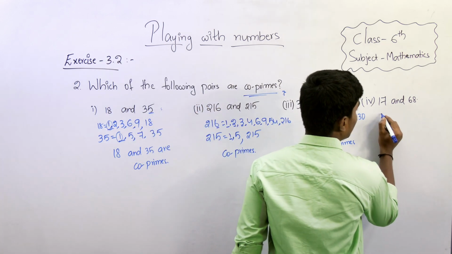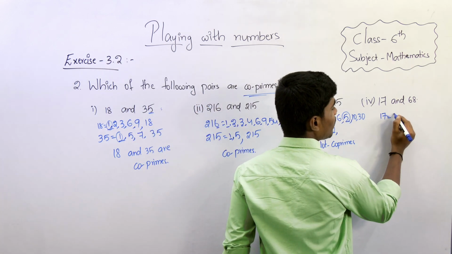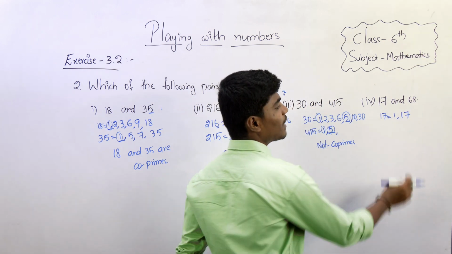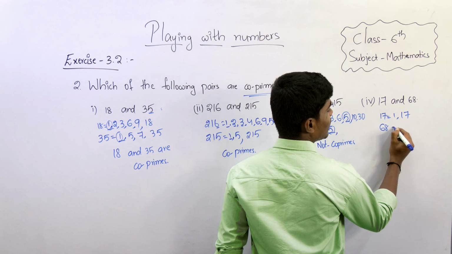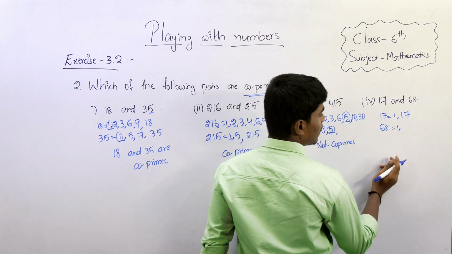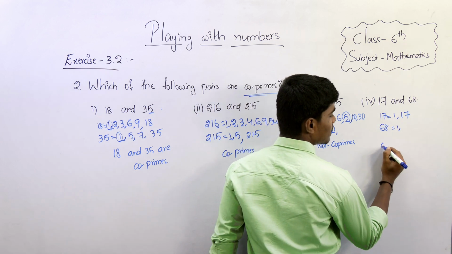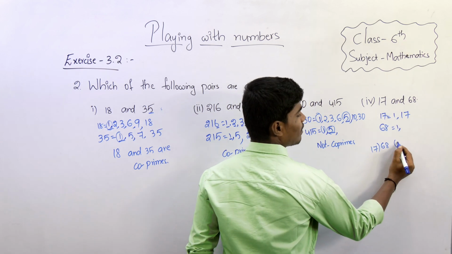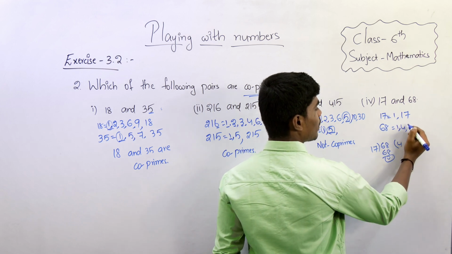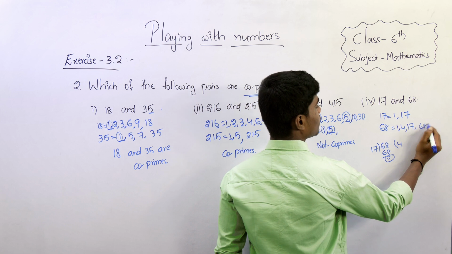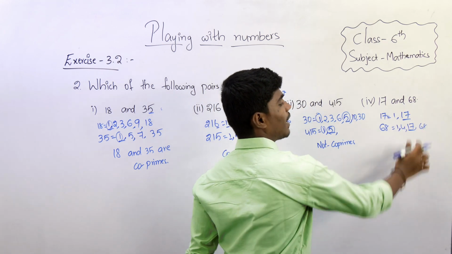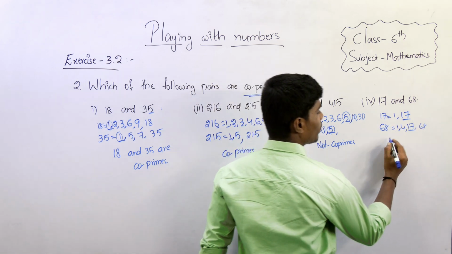Now let's move to 17. Factors of 17: 1, 17. 17 is a prime number. So 1 and 17. Now let's move to 68. Let's check for 17. Okay, 68, 17 4s are 68. Okay, so it is divisible by 4 and 17 and 68. Here, other than 1, 17 is also a factor in common. So this is also not co-prime.